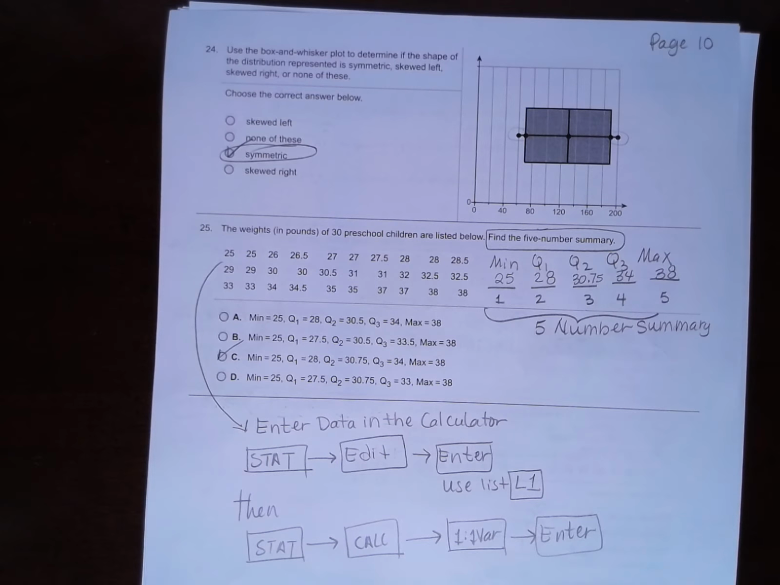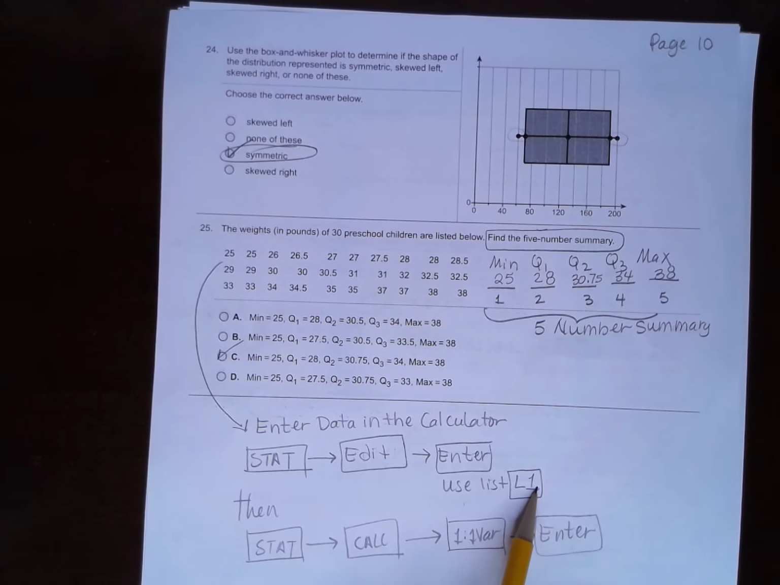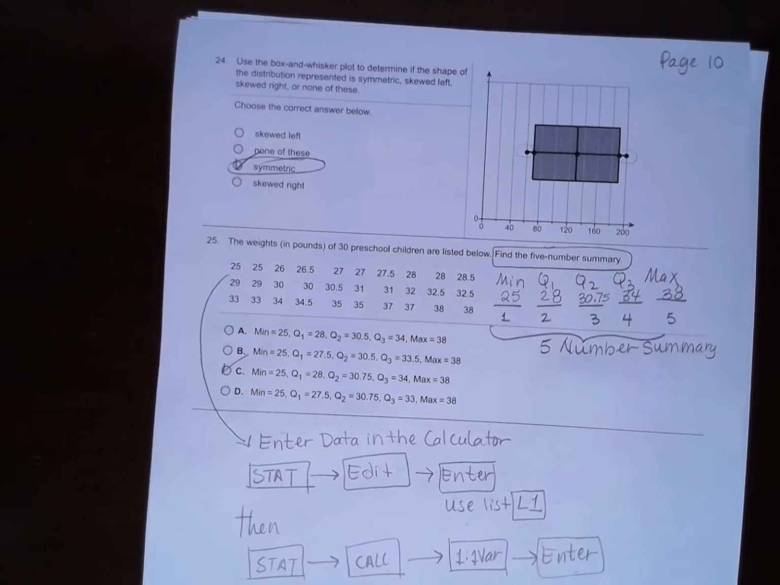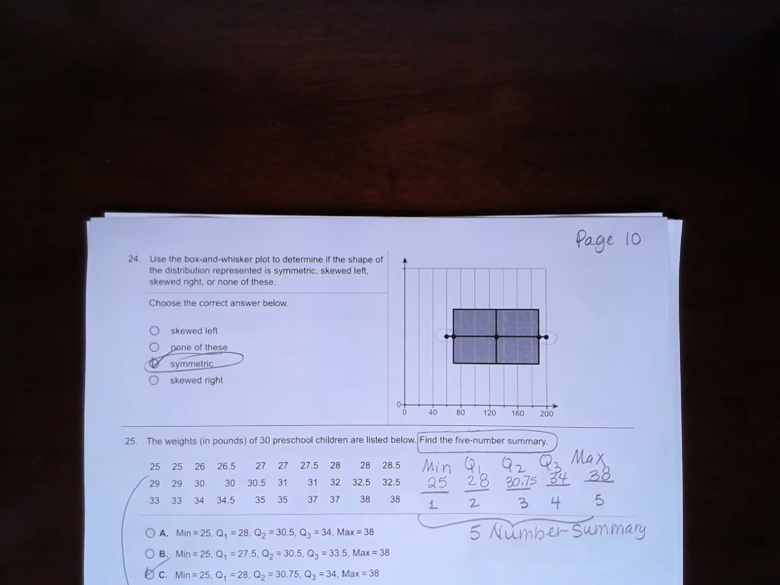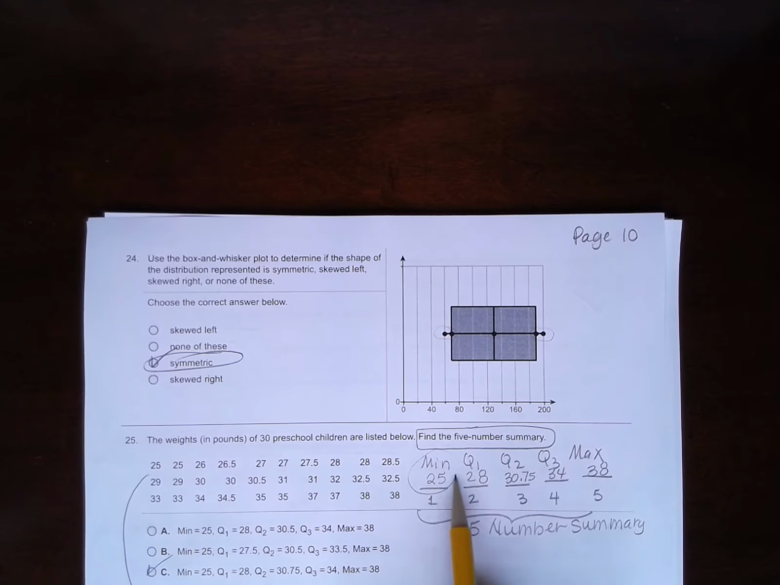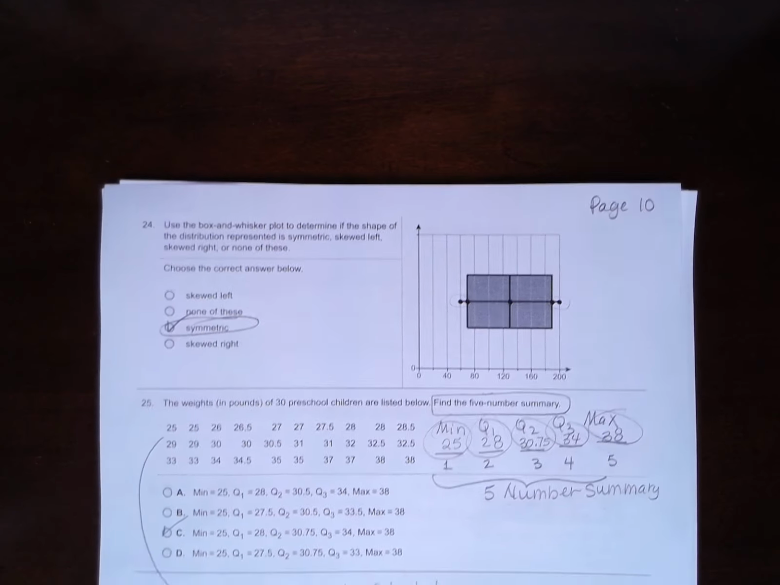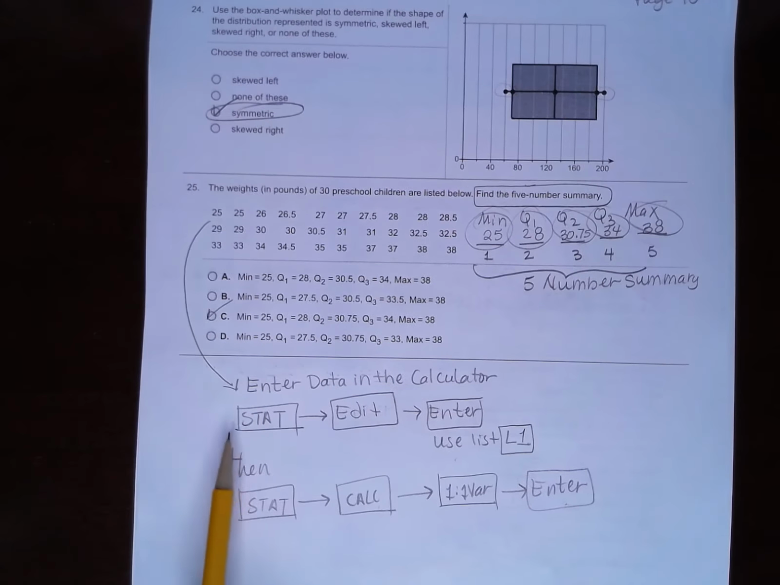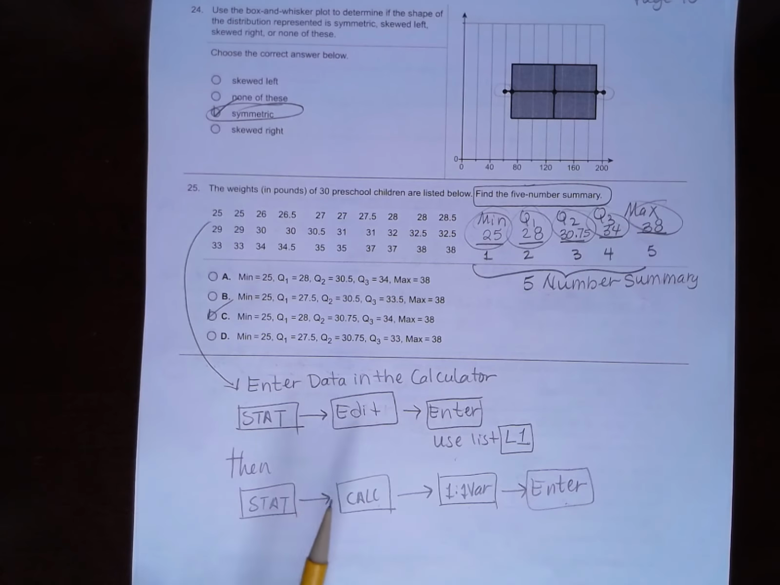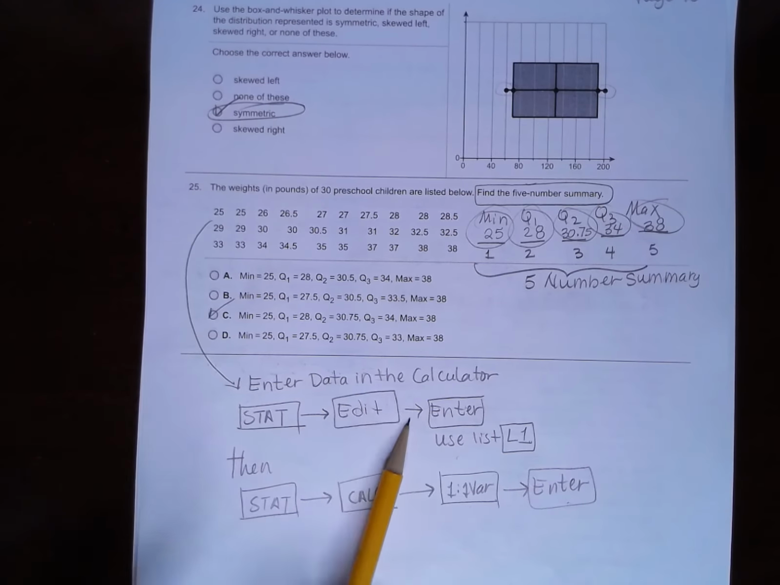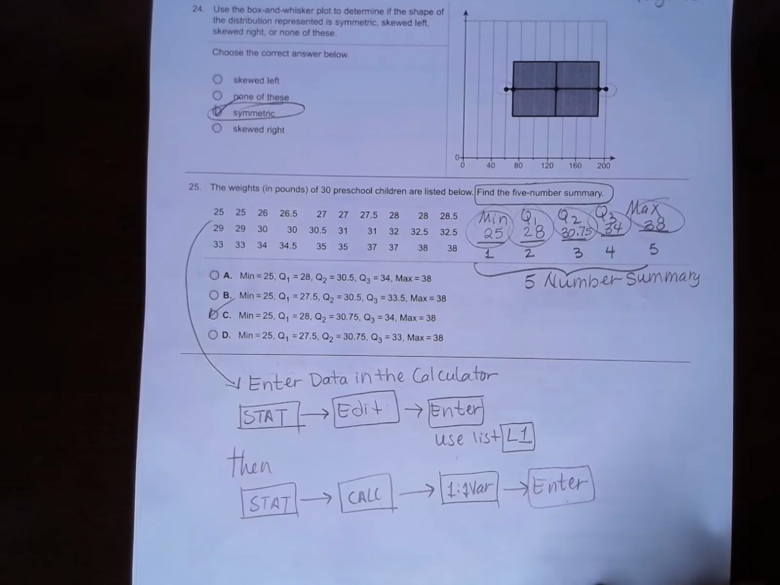On number 25, again, I wrote the steps in here. Stat, edit, enter, use list 1, then stat calc 1 var, enter. That will provide you with a 5-number summary. The 5-number summary is the minimum, Q1, Q2, Q3, and max. But you need to make sure that you feel very comfortable entering this data in the calculator. It is very important that you master this.